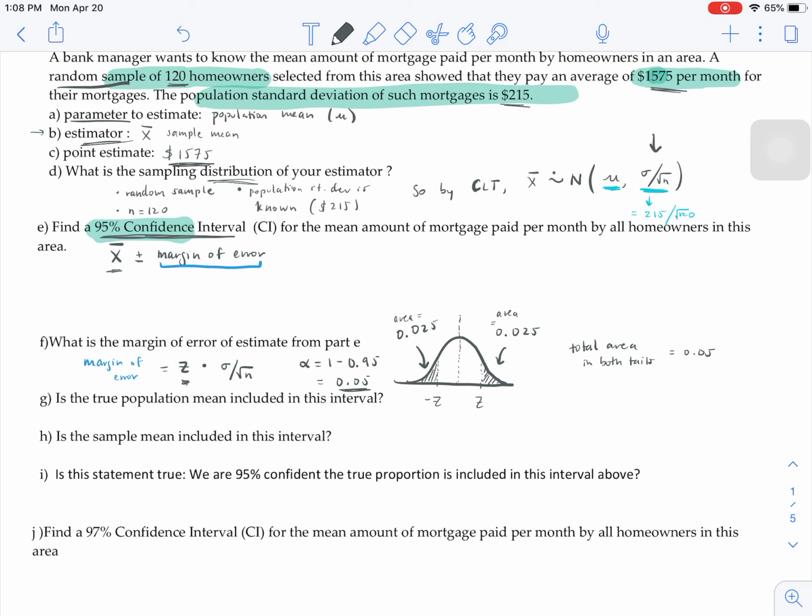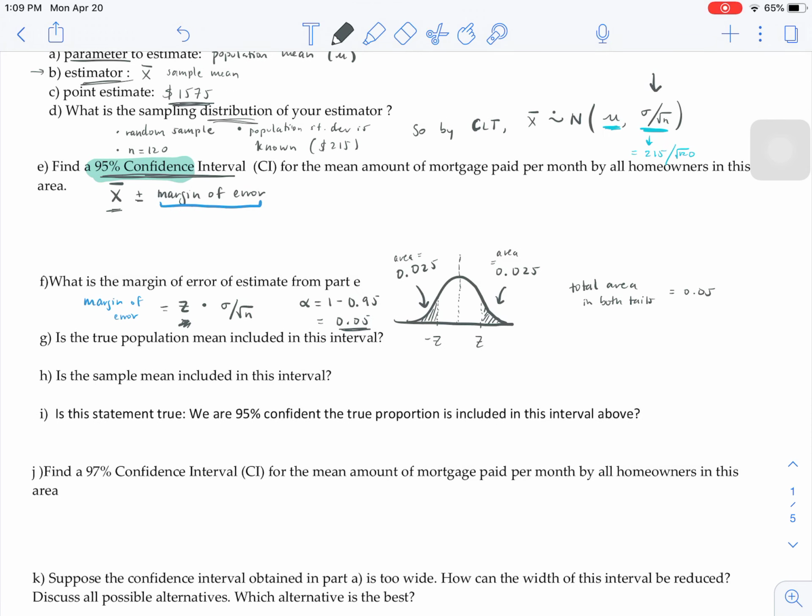So to find this z statistic, all we need to do is find the z-score corresponding to an area to the right of 0.025 or an area to the left of 0.025. If we look up an area to the left of 0.025, that'll give us the negative version. If we look up an area to the right of 0.025, that'll give us the positive version of our z-score. I'm going to look up the area to the left to find negative z.